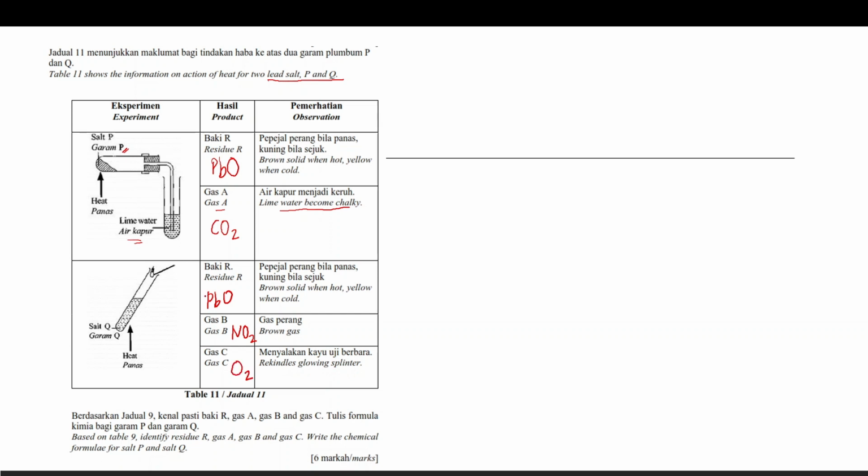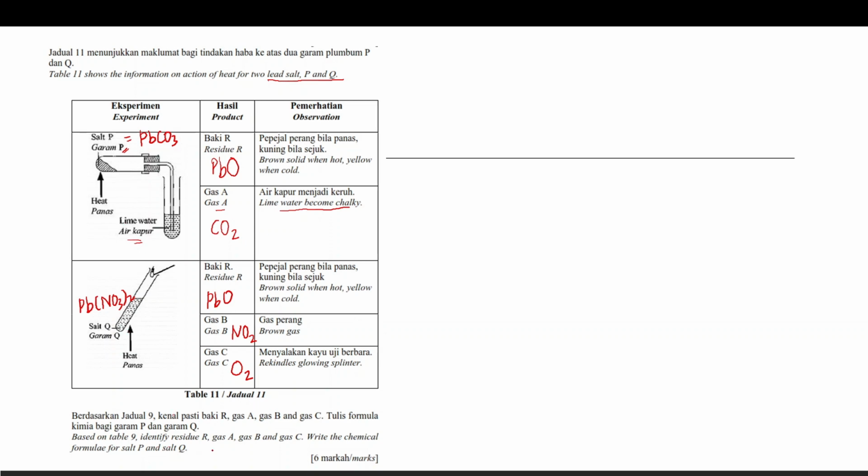So here, directly we know that if you heat salt P and it produces carbon dioxide gas, then salt P will be lead(II) carbonate. Then for salt Q, it releases two types of gases, so very simple, this is lead(II) nitrate. Once we know this, we can answer the question easily.